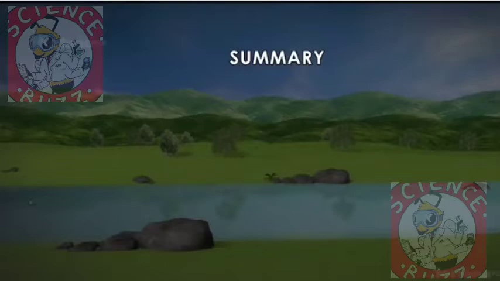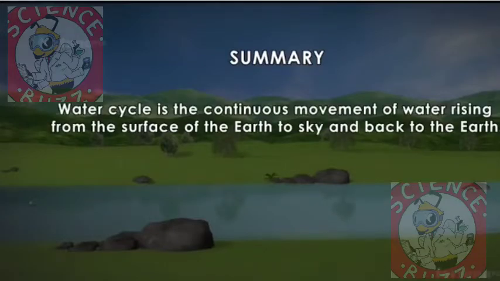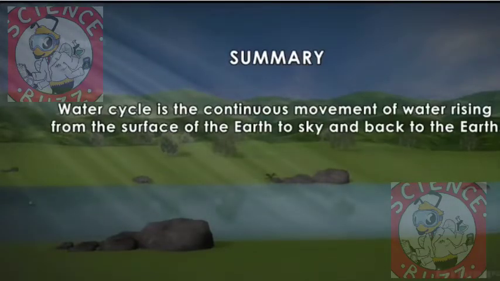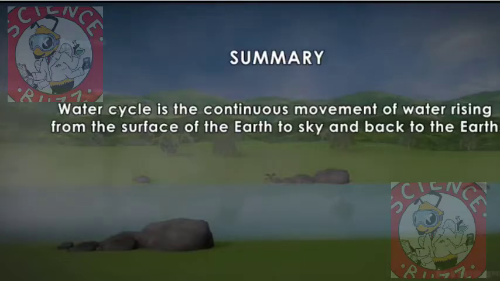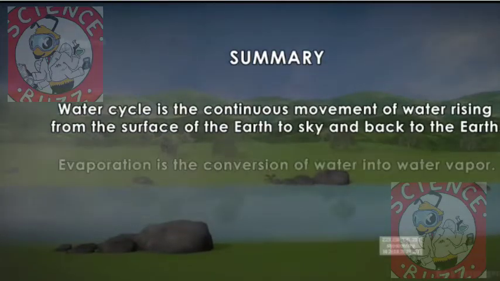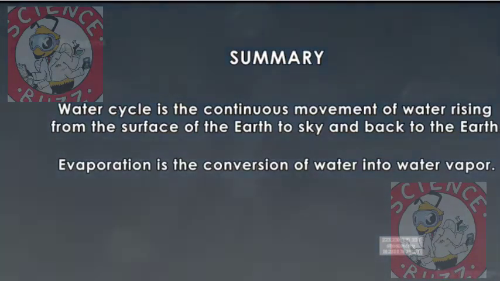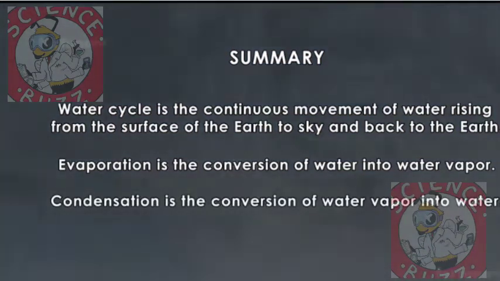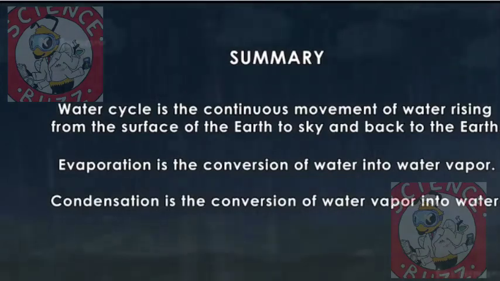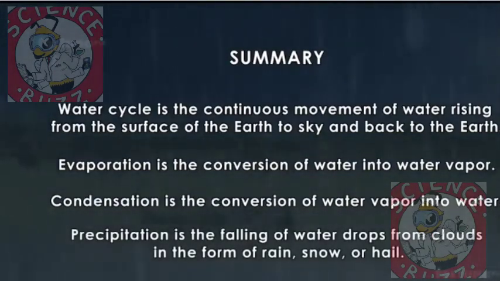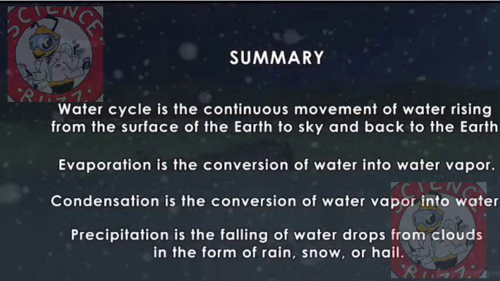Summary: water cycle is the continuous movement of water rising from the surface of the earth to sky and back to the earth. Evaporation is conversion of water into water vapor. Condensation is the conversion of water vapor into water. Precipitation is the falling of water drops from clouds in the form of rain, snow, or hail.